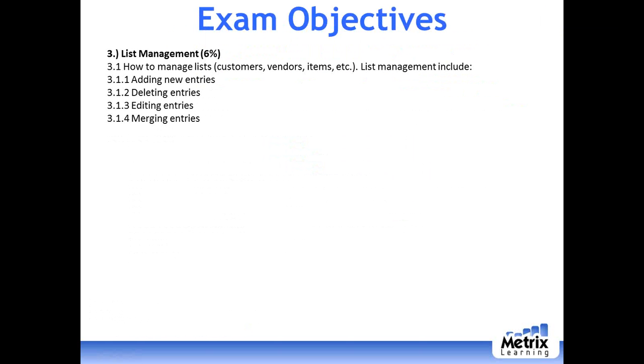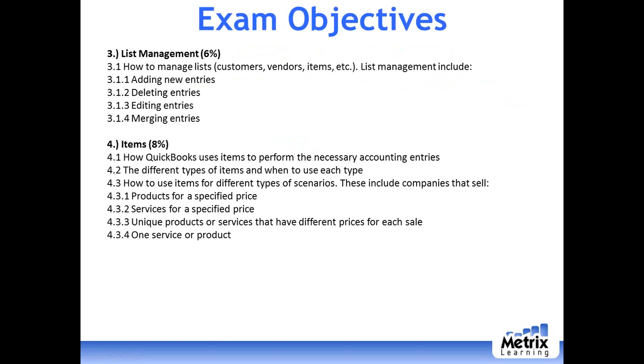Area number 3 is list management. This is 6% of the questions asked. You will need to know how to manage lists, including customers, vendors, items, and so on. List management includes adding new entries, deleting entries, editing entries, and merging entries. So in order to merge an entry, you rename the list entry, and you'll want to refer to pages 30 and 32 for this. Item number 4 is items, which is 8% of the questions asked.